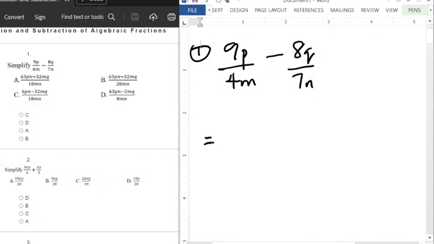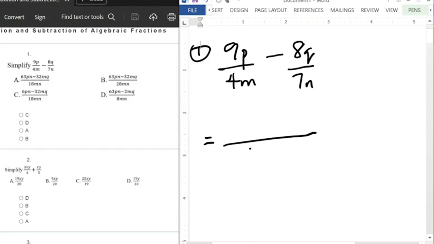So the first thing you need to do, the same way we solve addition and subtraction of fractions that are not algebraic, is the same way we are going to do this. So the first thing you need to do here is find the LCM of the denominators. And the denominators are 4m and 7n. If you look at it, 4 cannot divide 7. So in that case, you multiply the two of them together, right?